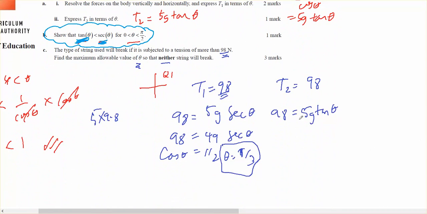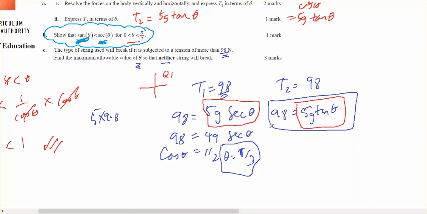Okay, now I don't need to consider this one because I know that tan is always less than sec. So if this is 5G times sec and this is 5G times tan, I know that tan is less than sec. This is going to be smaller than that, so this is going to break because it's smaller than this one with a larger breaking. So this is going to be my smallest angle. Theta equals pi on 3.